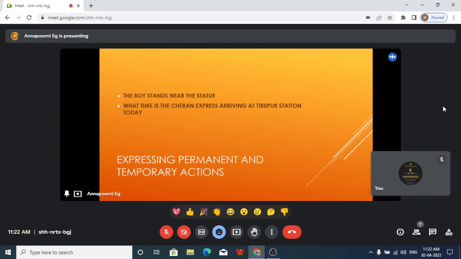So here you can see only two examples are given. The boy stands near the statue. Okay. So there's a statue, and imagine that there is a boy standing near it. So we cannot call this a permanent action. This is just a temporary action, because how long will the boy stand near the statue? Right. So this is a very simple concept for you to understand, because there is nothing complicated in this. We are just trying to let you know the difference between temporary and permanent. Temporary, as I said, is something that lasts for a short period of time. So the boy stands near the statue, and this is a temporary action. After some time, the boy will move from there. Whereas the second one is, what time is the Cheran Express arriving at Tirupur station today?